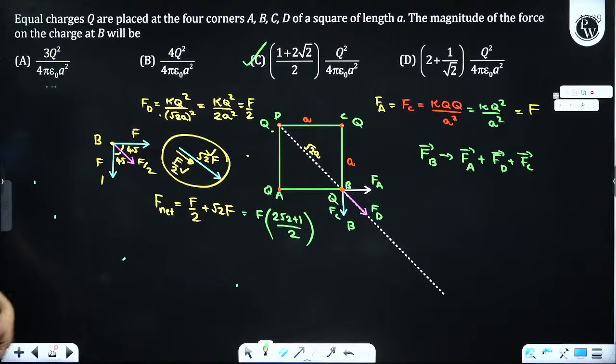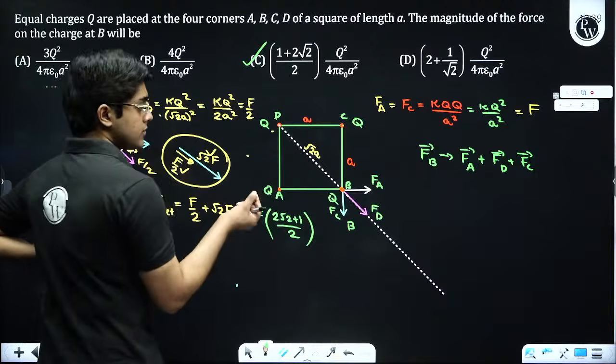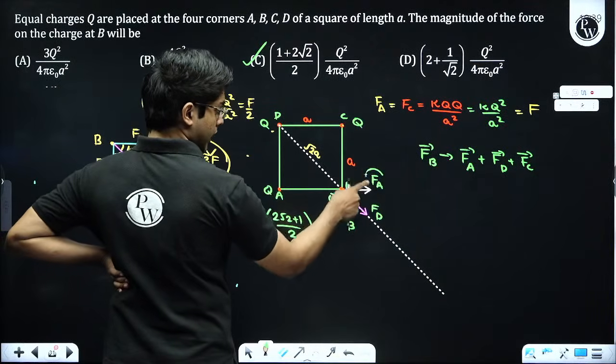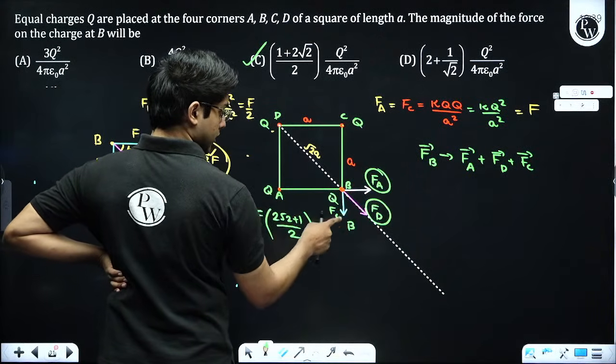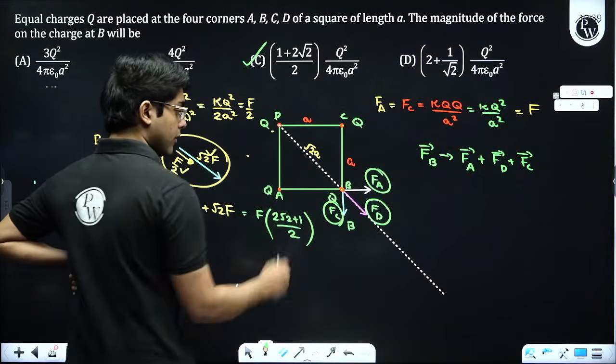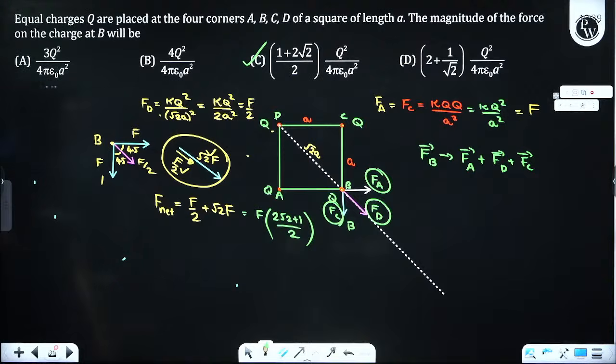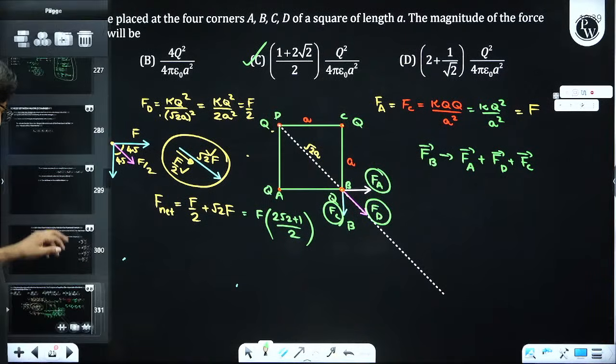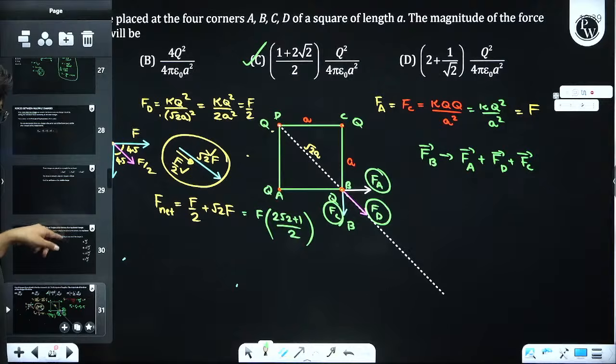So here your concepts of vector addition are important, but the electrostatics idea is simple. You find the individual forces that the charge over here will feel and just add them like vectors. Let's take a look at another question.